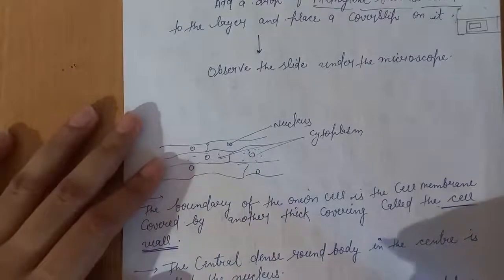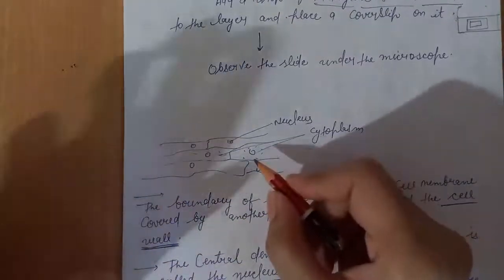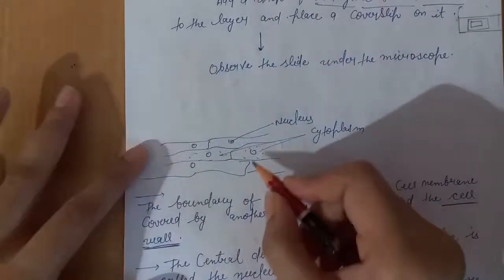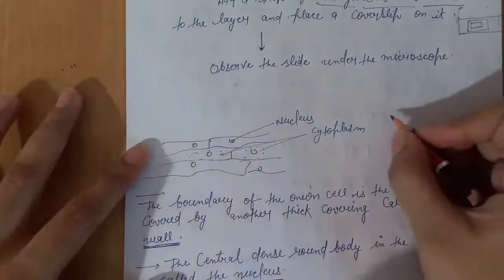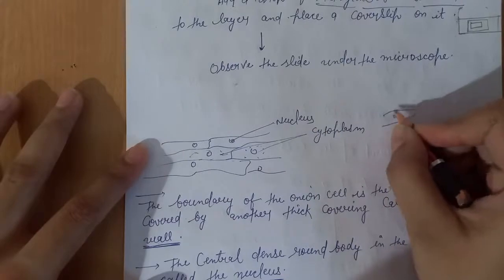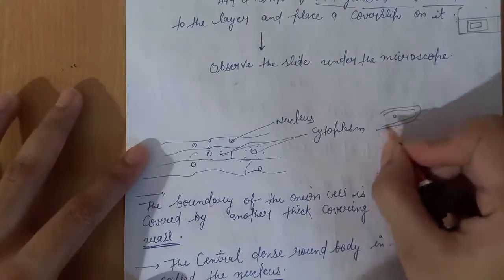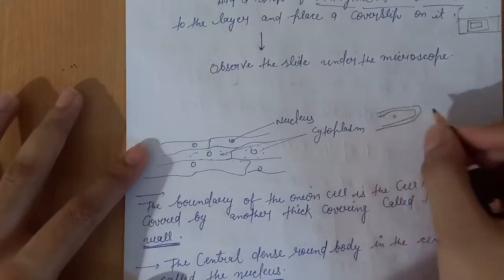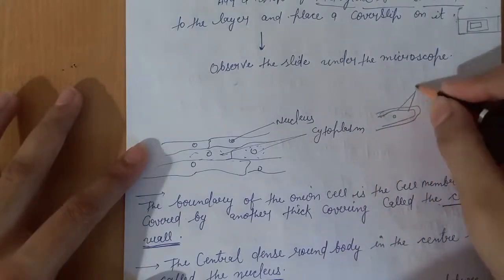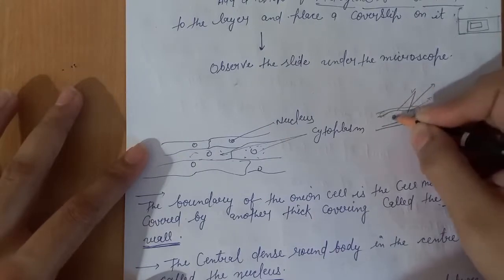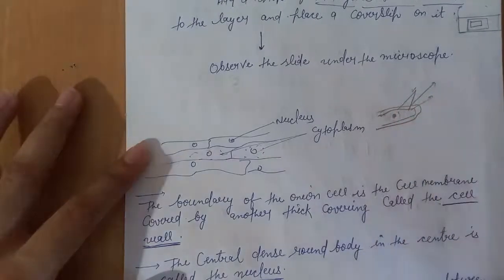We know that the basic cell components are cell membrane, nucleus and cytoplasm. And this is not a real diagram. Actually, one cell is covered with two layers, because onion is a plant cell, and a plant cell has two layers. First is the cell membrane and the other is the cell wall. This is the nucleus and this here is the cytoplasm.